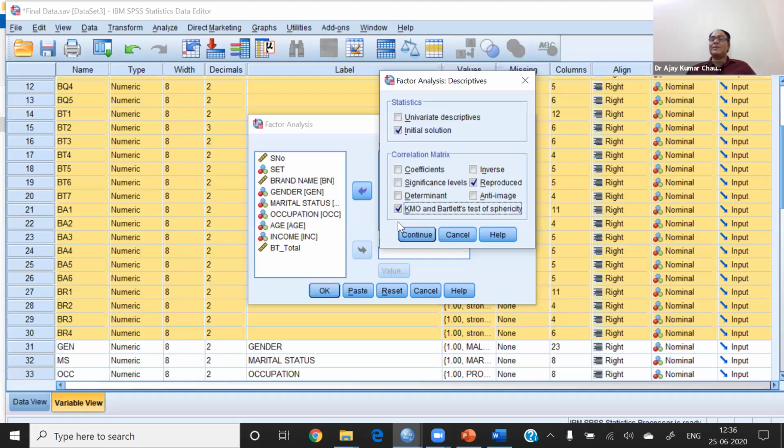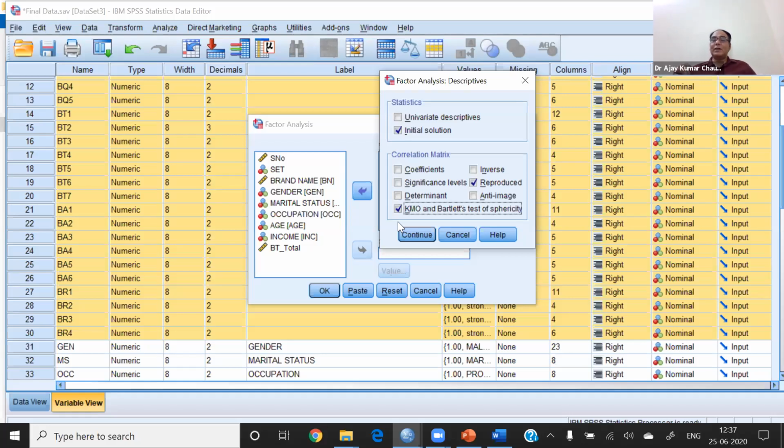There is a lot of misconception in the market that KMO is examining the sample size. I am telling you, if your sample size is 50 and you copy and paste 10 times, your sample size will be 500. Do you think this KMO will change? No. KMO of the 50 is similar to the KMO of the 500. Why? Because KMO is not testing your sample size. KMO is testing the variation in the sample. How much variation you are having within the sample.